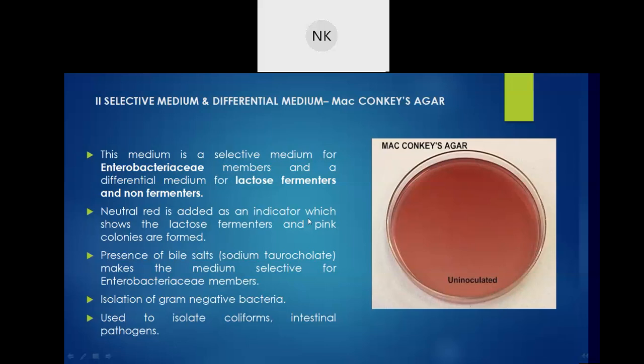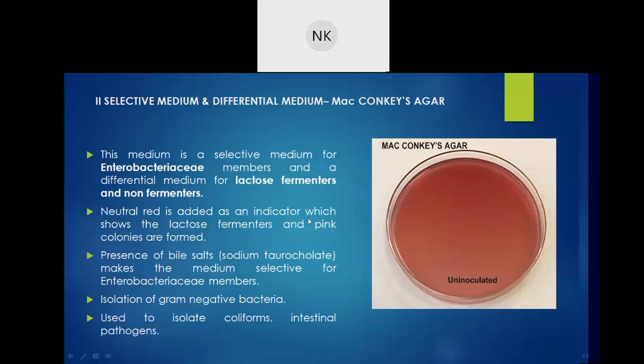We also have lactose as a source of carbohydrate. Those organisms which are able to utilize the lactose and ferment it form end products, that is acid. So when neutral red is added here, at lower pH, below 6, it turns red.